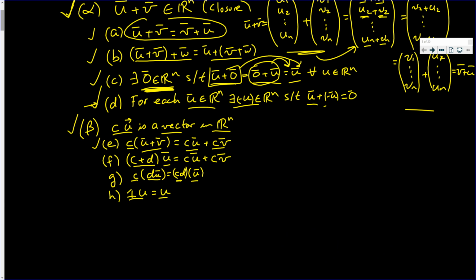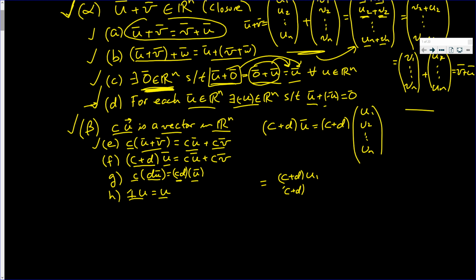Now letter F. You have C plus D times U. Well, this is C plus D. Think of C plus D as one scalar right now. You add two numbers like C and D, like 4 and 5, you get one number, times vector U, U1, U2, up to UN. So, we get this one number times U1, this one number times U2, this one number times UN.